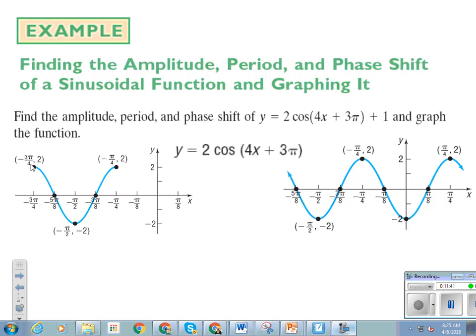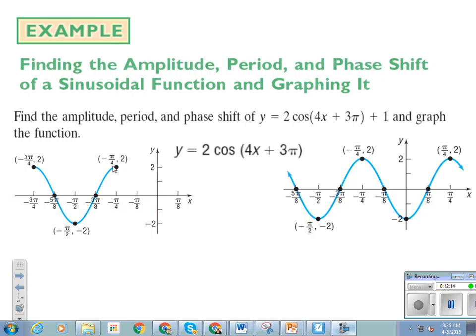So that's this guy right here. Instead of starting at 0, 2, we're starting at negative 3 pi over 4. Our period is 2 pi over omega. Omega is 4, so 2 pi over 4 is pi over 2. If I add pi over 2 to negative 3 pi over 4, I get there. That means my period will end at negative pi over 4.